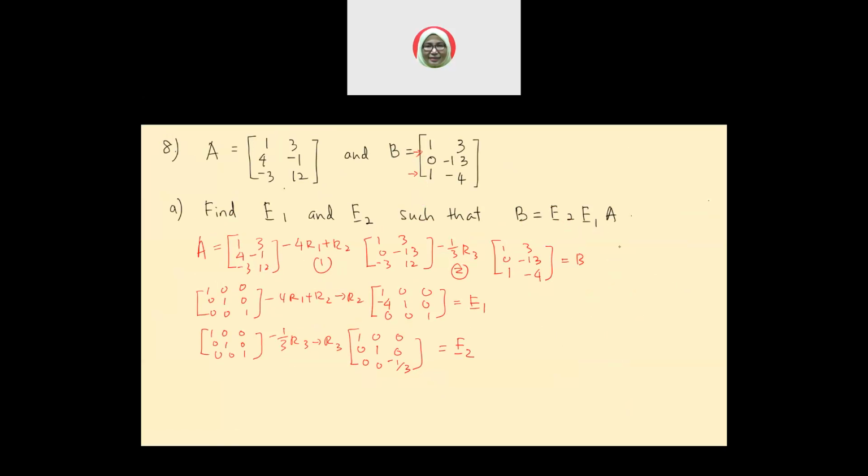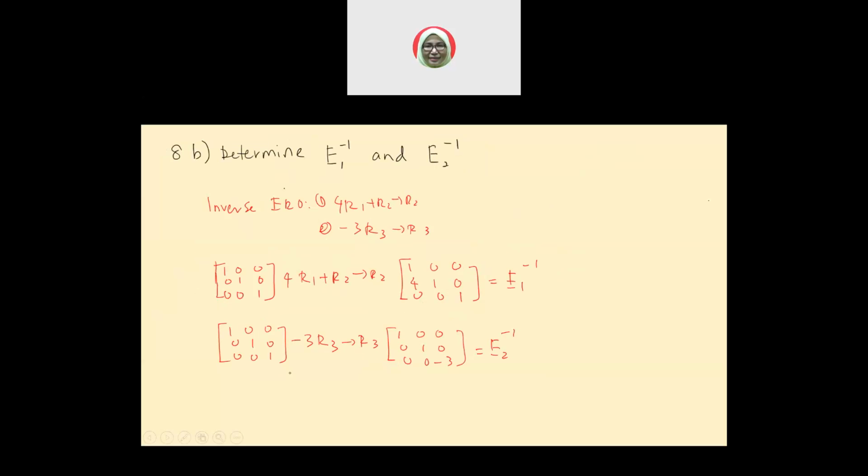From these elementary row operations, we get E1 and E2 from the identity matrix 3 by 3. Why 3 by 3, not 2 by 2? Because we follow the rows of the given matrix. This matrix is of size 3 by 2, so we follow row 3. The identity is 3 by 3. Perform the first arrow to get E1, and perform the second arrow on the identity matrix to get E2.